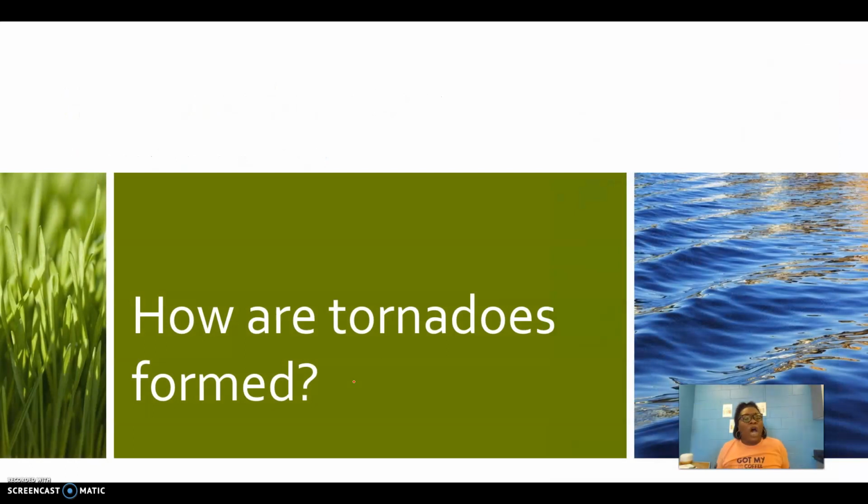So let's start talking about tornadoes. How do tornadoes form? Now, here in South Carolina, we don't get tornadoes as much as we get hurricanes, okay? But tornadoes, I would tell you to do some research on the tornado alley in the United States. The tornadoes are actually much more prevalent or seen the most in certain areas.